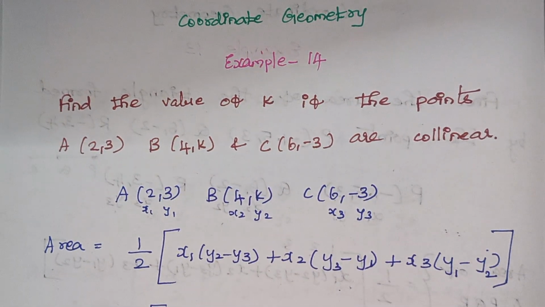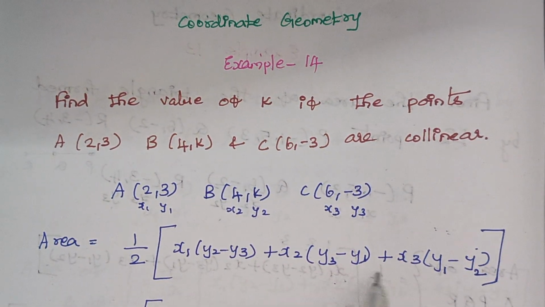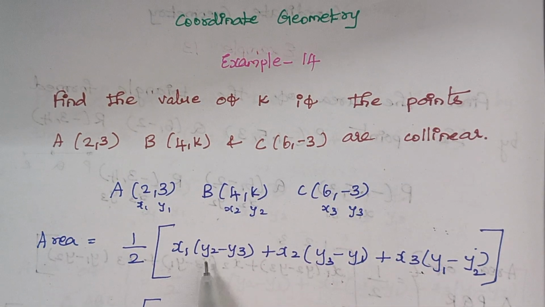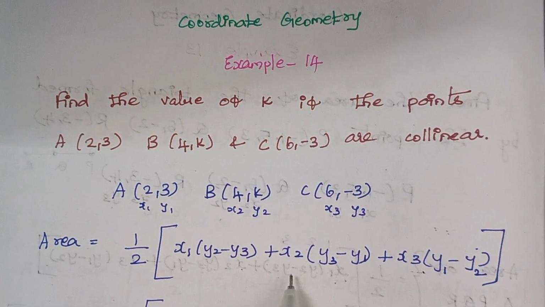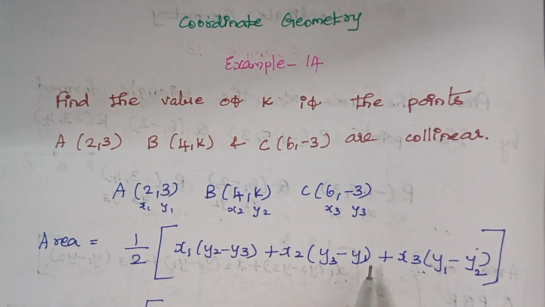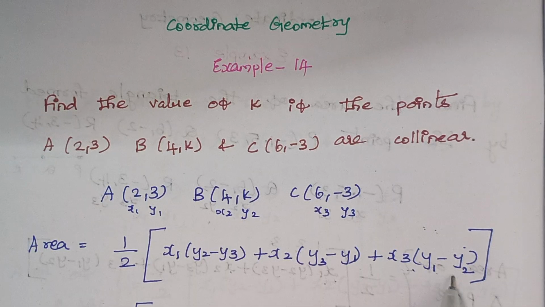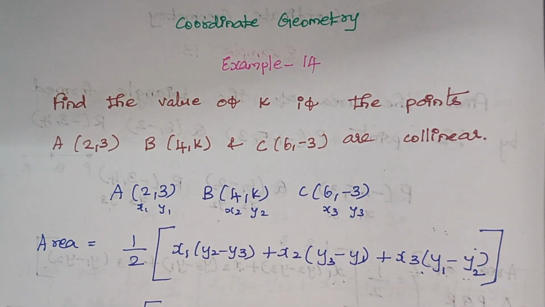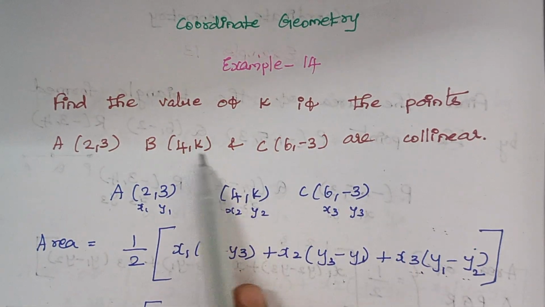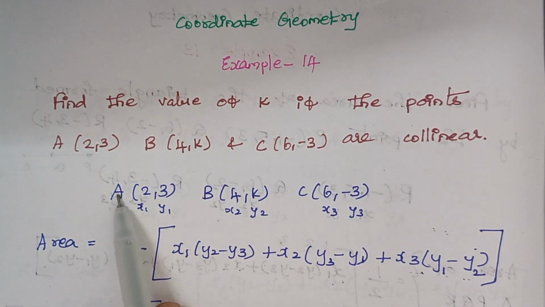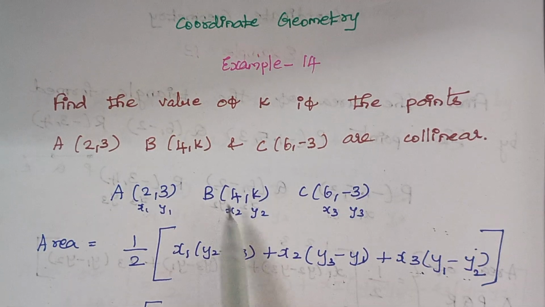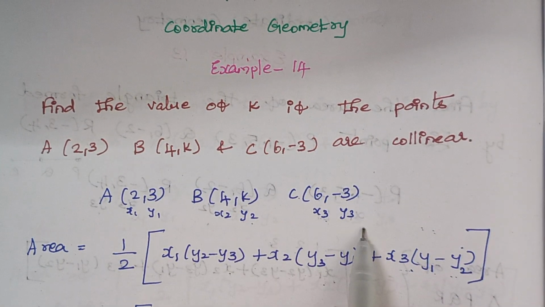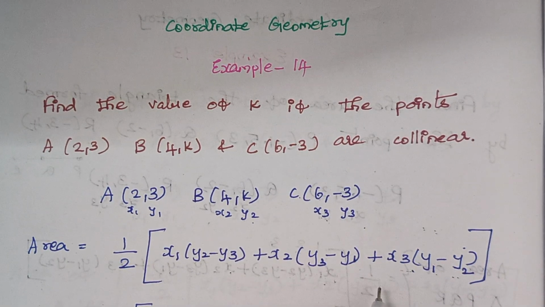So here again we are making use of the same formula, right? Area of the triangle formula, half of x1 into y2 minus y3 plus x2 into y3 minus y1 plus x3 into y1 minus y2. Right, here the value of area is 0. Provided we have to find the value of k. So again A gives x1 y1, B gives x2 y2 and C gives x3 y3. Right, now we are going to just substitute the terms.